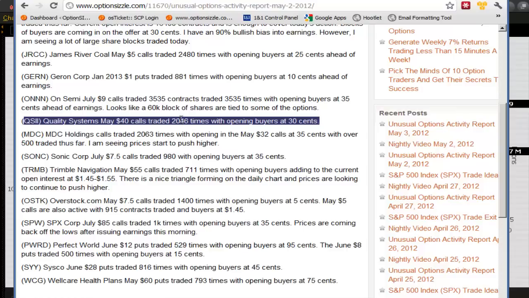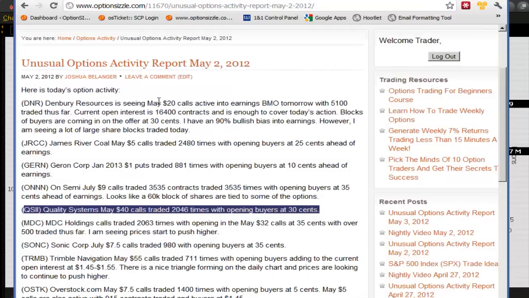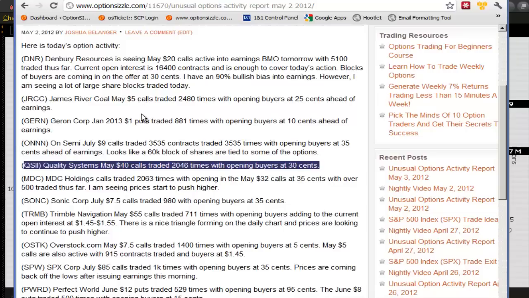So those price alerts, I would put that in. If the stock got above a level that I was very interested in, I would copy this, or in my own words, I would tell myself the reason why I'm setting this alert, that on 5/2, or May 2nd, whatever you want to word it as, these May 40 calls were being bought 2,046 times with opening buyers at 30 cents. So maybe there's a level that I'm watching for, or a support level I'm looking for, and I can put this in there, and I can issue the alert, or I have that alert and I know why, without having to go through my notes on my notepad, which I have as well.